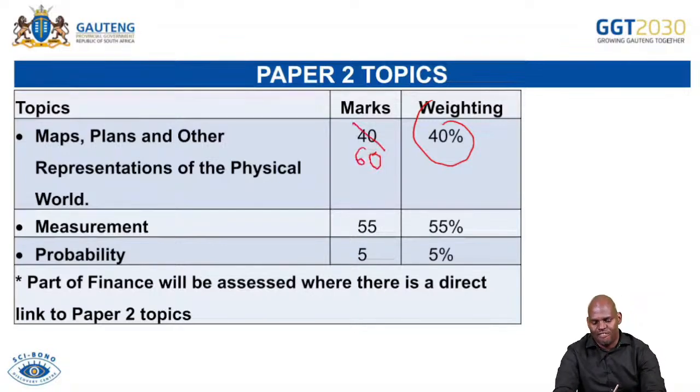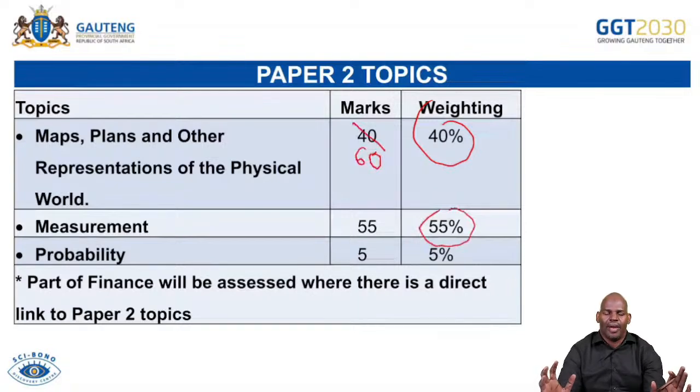And then we're going to have 55% of measurement. Very interesting and a challenging topic in some cases. So measurement will count about 55%. Now 55% is about 83 marks. It's just basic mathematical literacy. If you calculate 55% of 150 marks, we expect about 83 marks, more or less around 83 marks.